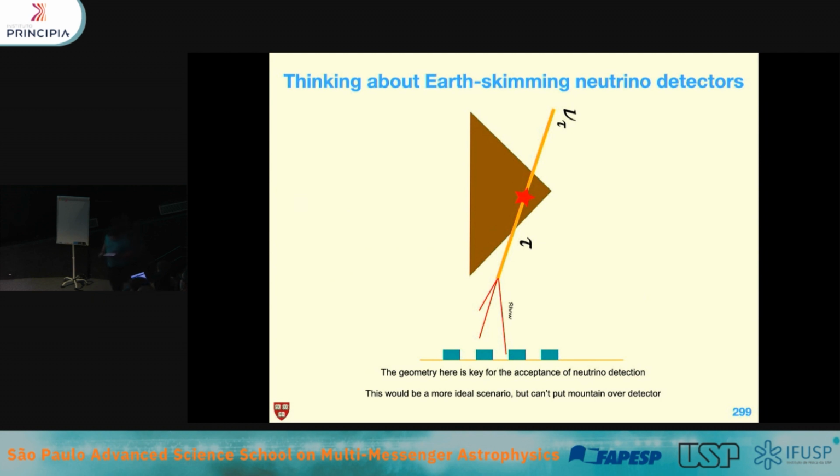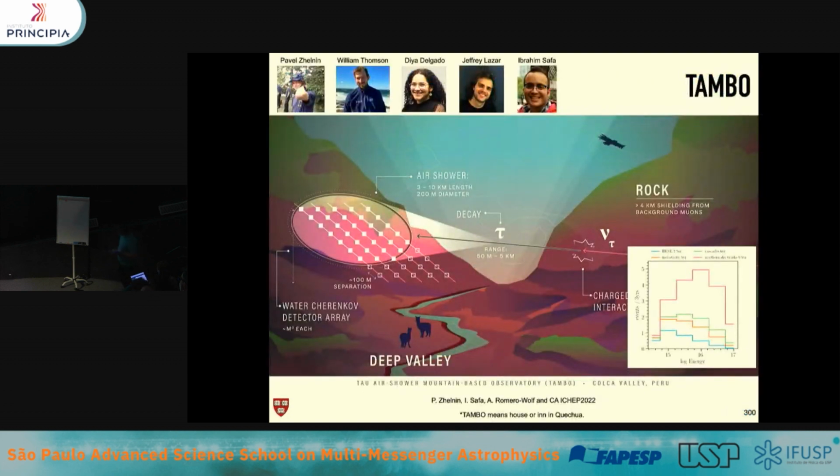Okay? But what you can do is look for places where you have this sort of wall-like geometry. And there are actually three places in the world where you can do this. One is nearby here, in the Colca Valley in Peru, where you have more or less 10-kilometer separation between the mountains and approximately 5 kilometers depth in the mountain.